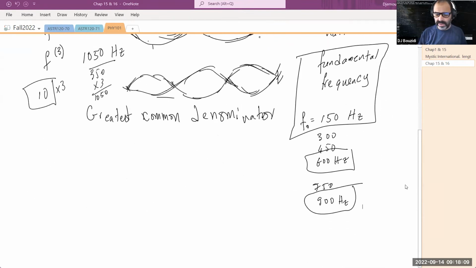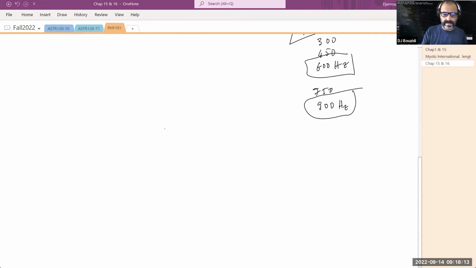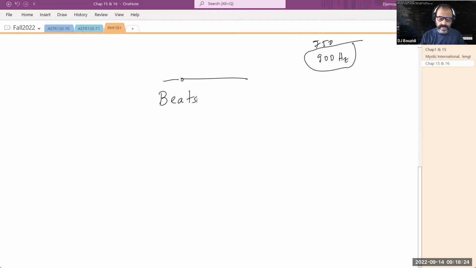So this is one of the concepts. Another concept that we were supposed to finish before we move to the next part, which is light, is the concept of beats. So what is beats? Now here is the situation. And this is actually used also in music a lot.